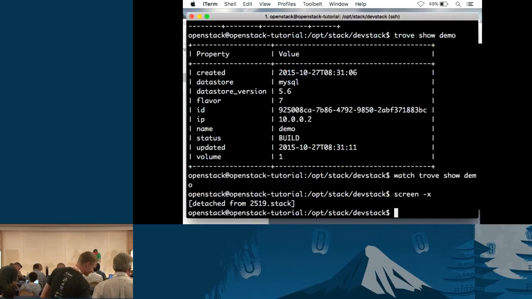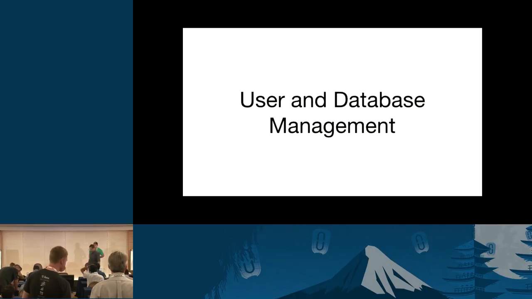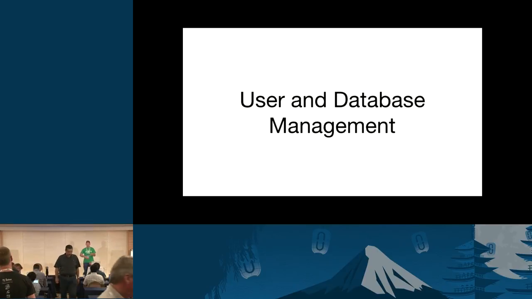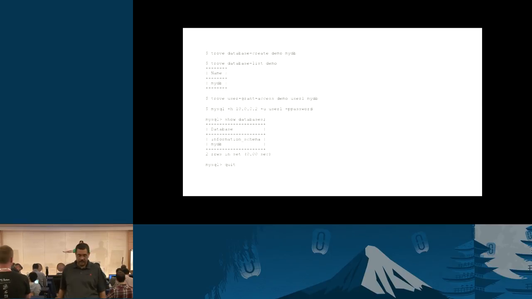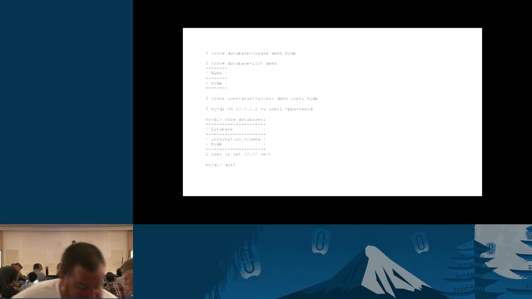All right, and I'll go back out of that. Once we see that this Trove instance went active, let's do some database management, or let's create some users and databases on this so that we can easily connect to it and test that out, and show that it doesn't need anything more than the API calls that are provided. So we have a Trove database create, and this takes in the instance name as a positional argument and the database name as another positional argument. Then you probably get no response back from that. It's just saying 202 okay without giving you back any response if it's successful. Then to test that it was successful, we see a database list with demo, and you should see that database name show up there.